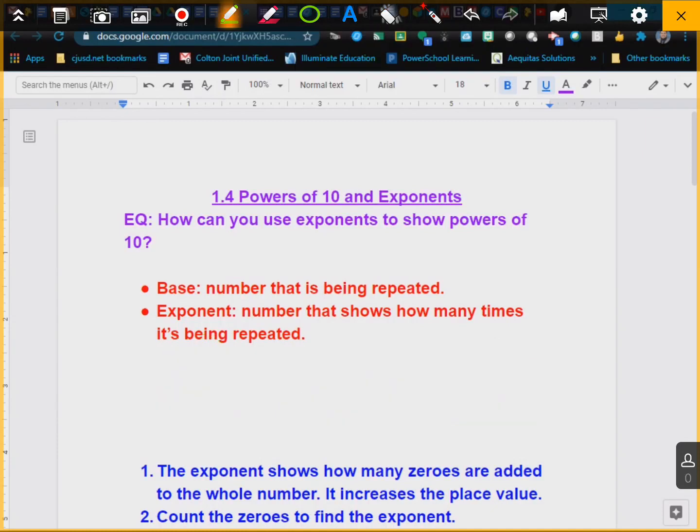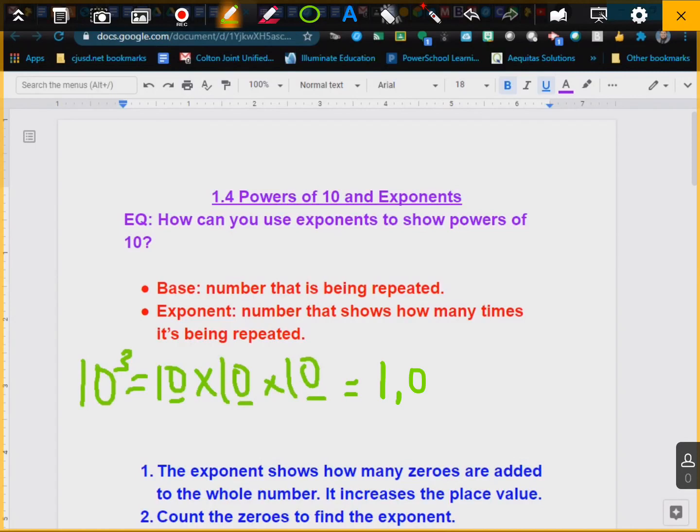So when you see that, because we're going to be doing it with 10 today, let's look at that again. 10 to the third power is the same as 10 times 10 times 10, right? How many zeros are there? 1, 2, 3. So I know that 10 times 10 times 10 is the same as 1,000, because there's 3 zeros there. Okay?